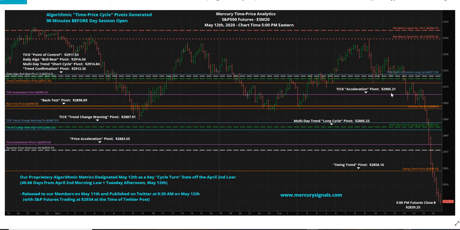So ultimately, the tick acceleration pivot at 29.05 broke. Then you break the back test pivot at 28.98. Then you come down into the tick trend warning pivot, 28.87. That breaks. And then you get this waterfall decline. And I'll show you on the oscillators in a minute exactly what broke and where it broke. But this, again, is about as much technical damage as you can do in one trading day.